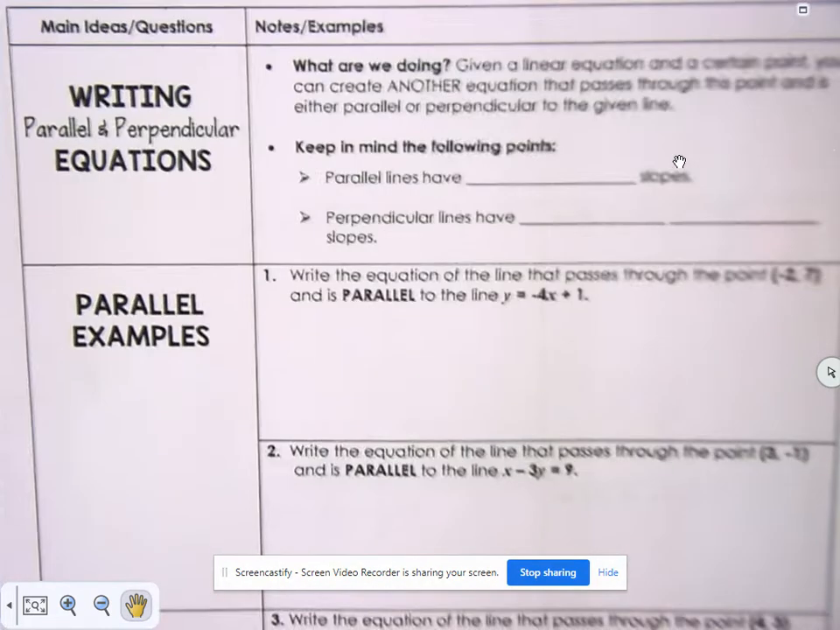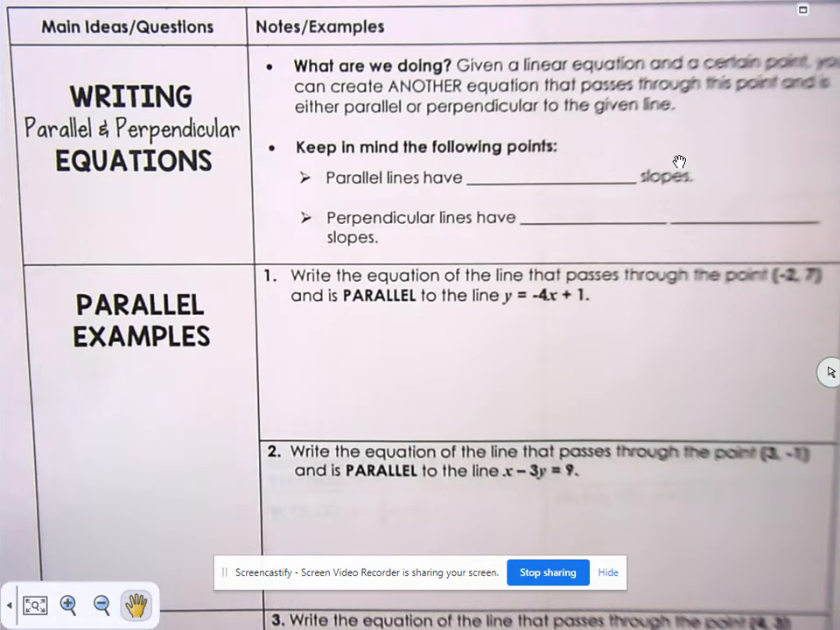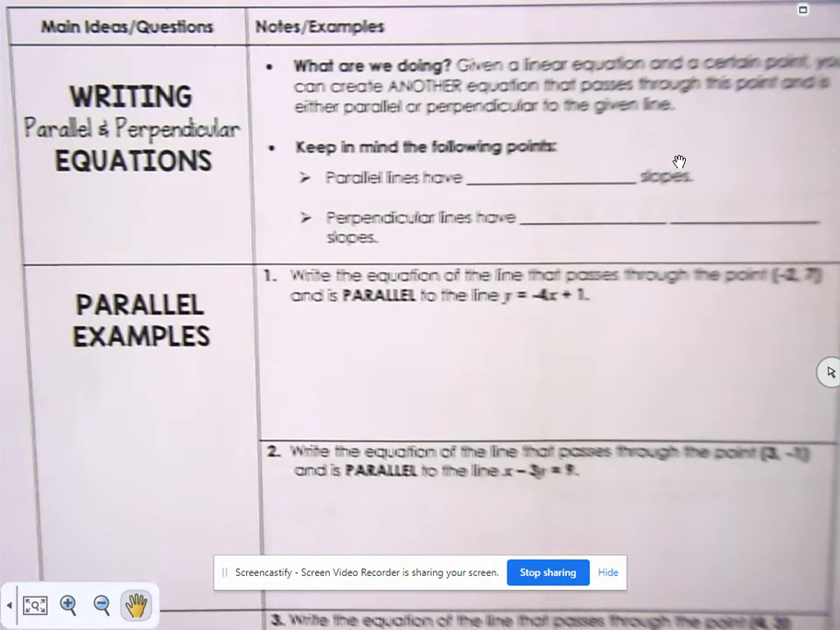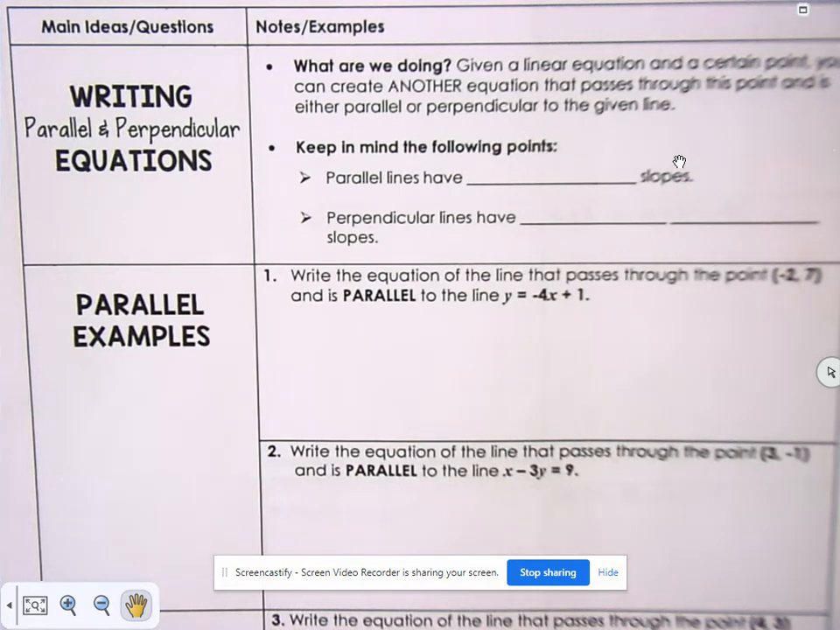All right, so today we talked about how to write parallel and perpendicular equations of lines. That means you're starting with a general equation of a line, and they're giving you another point, and they're telling you that the line goes through that point parallel or perpendicular, and then you've got to come up with the equation for that line. A couple of key things here.